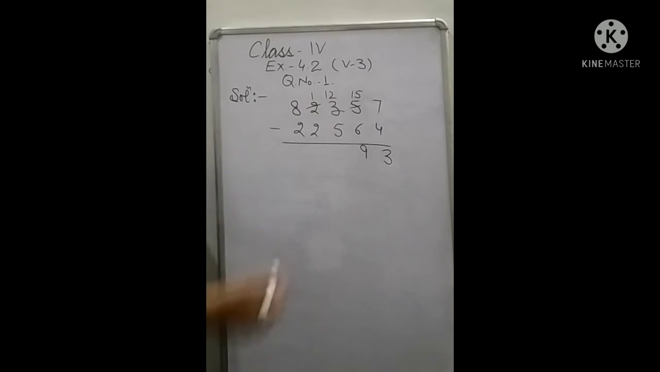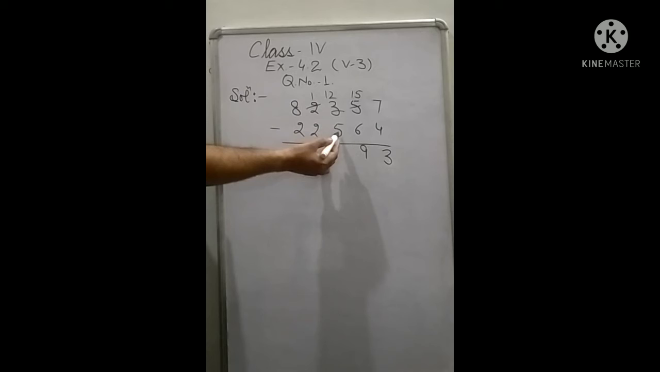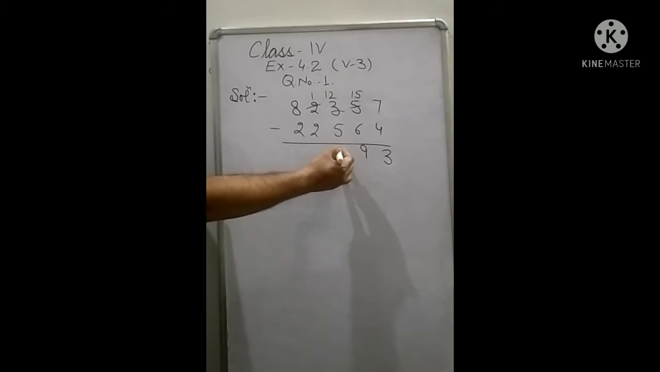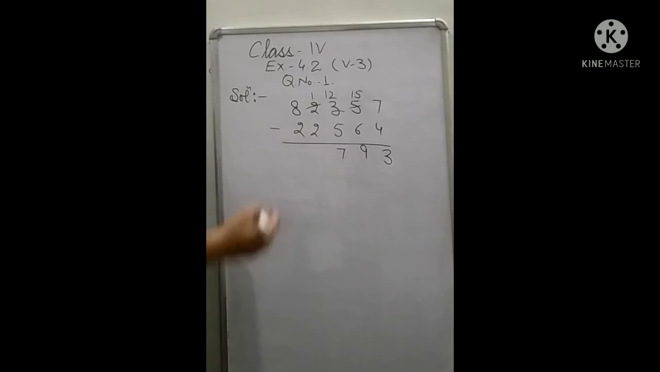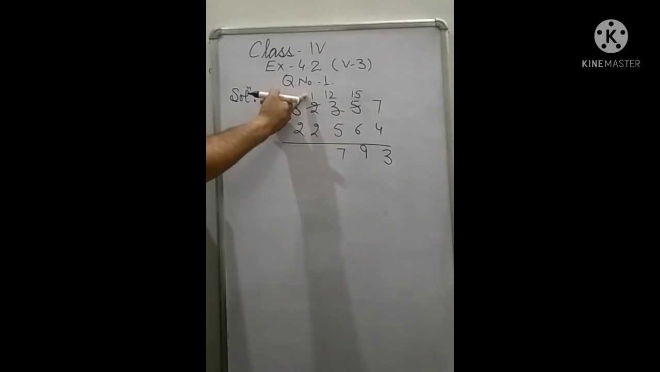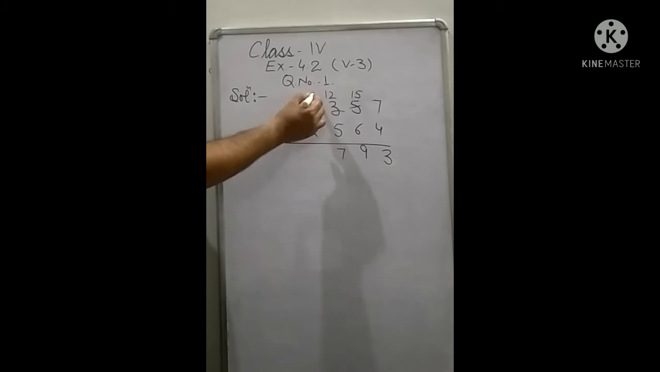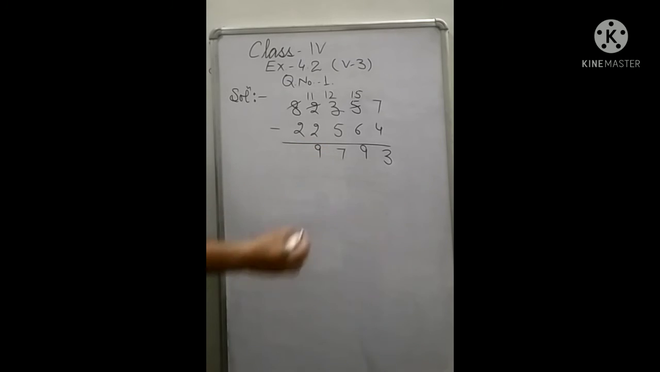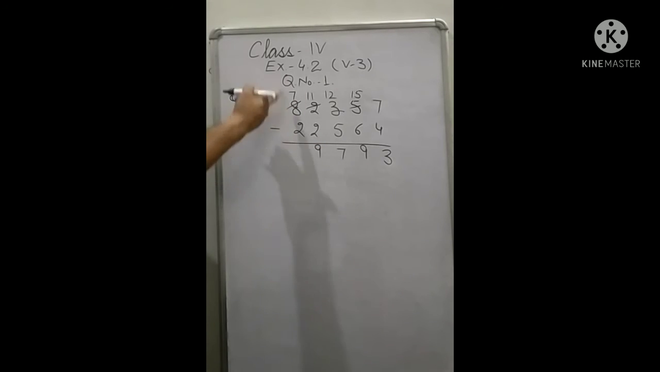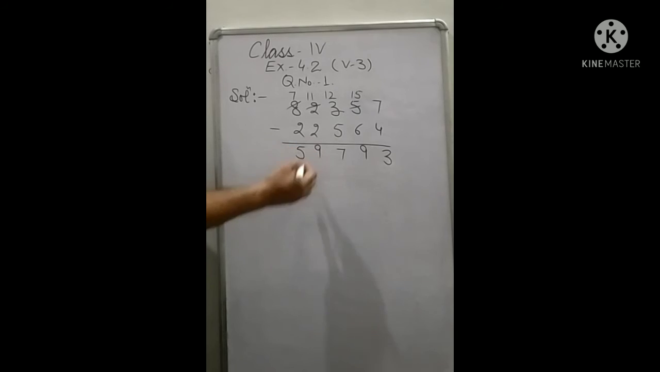Now subtract here 2, so again take a borrow from here. This number will become 12. Subtract 5 from 12. How much will be left? 7. Now here the number is 1, so again take a borrow from the next place. This will become 11. Now subtract 2 from 11. How much will be left? 9. And how much is left here? 7. Now subtract 2 from 7. How much is left? It will be 5.